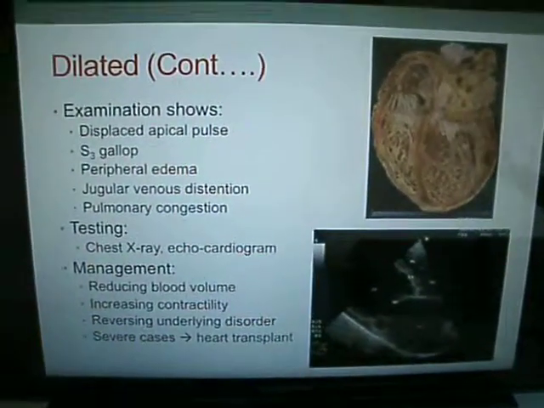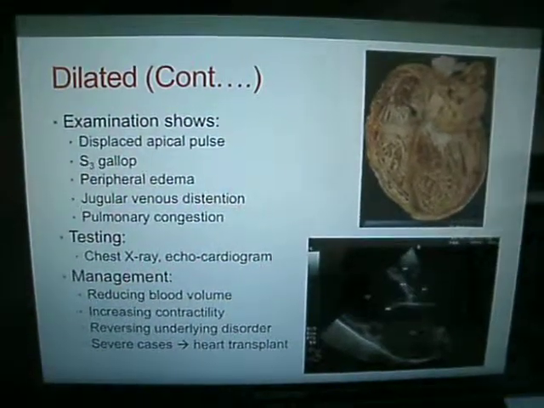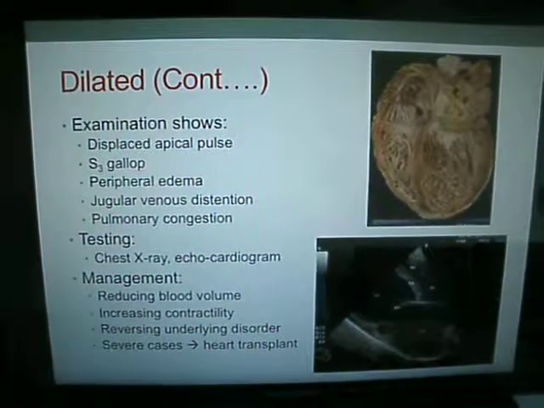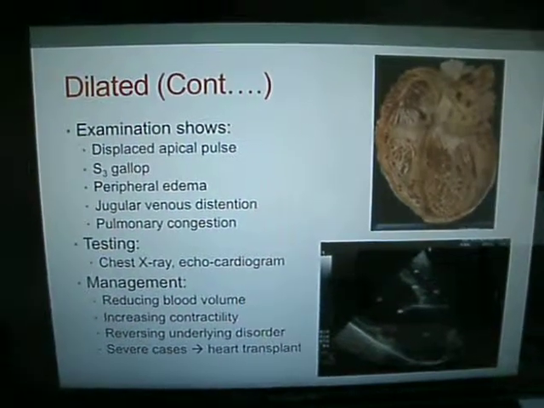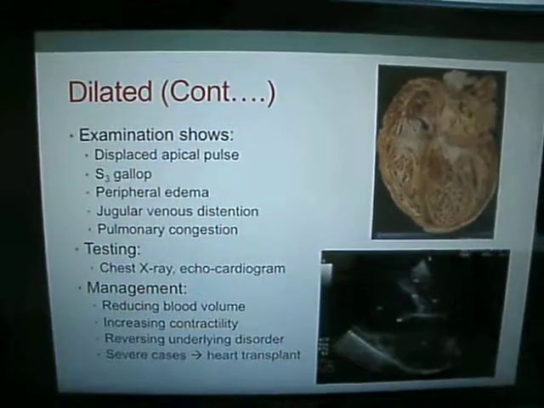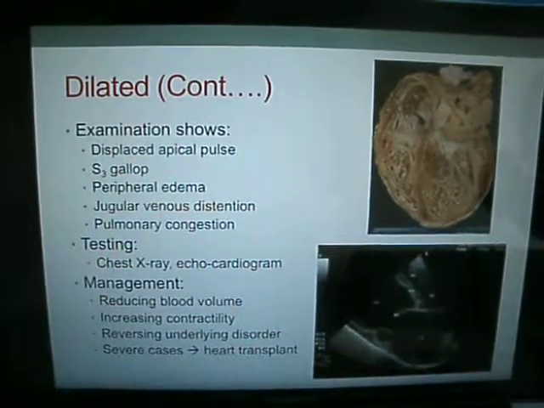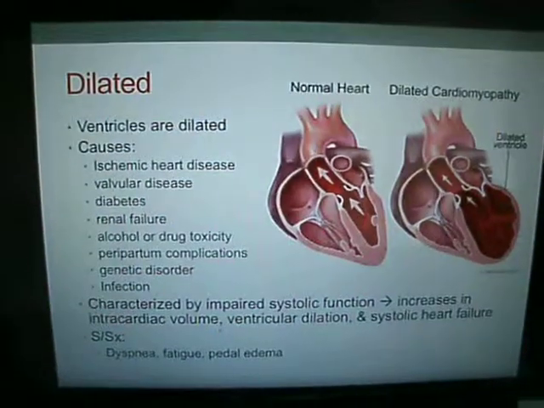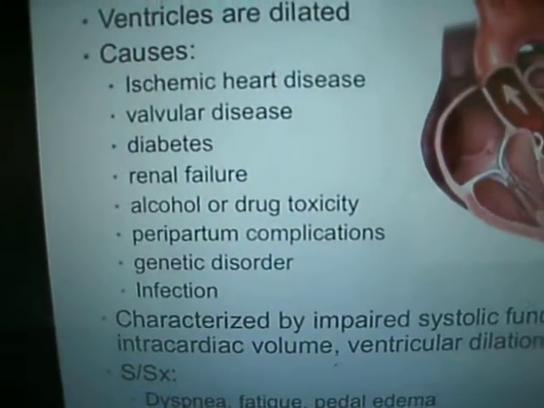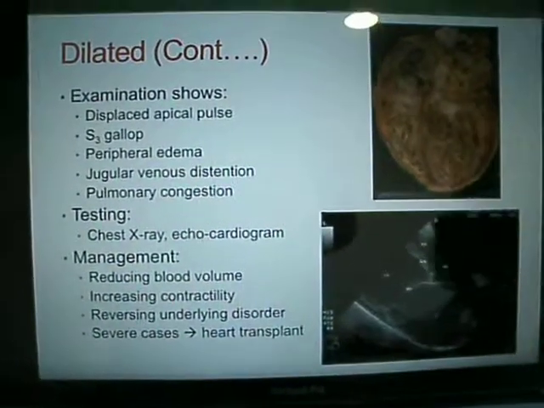Continuing on, upon examination of a dilated cardiomyopathy, you might find the pulse at the apex of the heart displaced. You might find a third heart sound, the swelling of body parts like your lower legs, a bulging external jugular vein, or congestion in the lungs. Testing includes a chest x-ray and an echocardiogram, and as far as management, we want to reduce the blood volume and increase the contractility. We also want to reverse the underlying disorder. So underlying disorders include things such as these causes listed here, like diabetes, renal failure, alcohol or drug toxicity, and so on. And in severe cases, we might actually revert to a heart transplant.